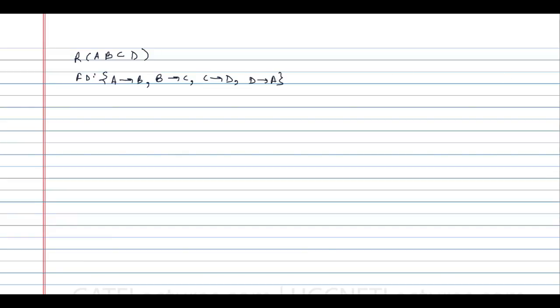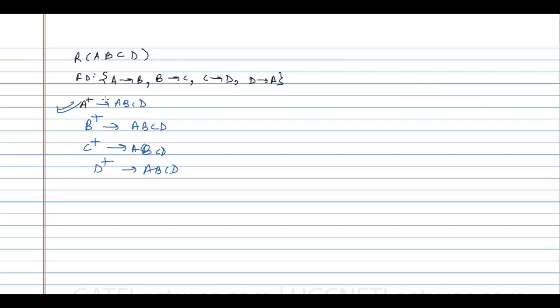Okay, now in these functional dependencies, if I take A closure, then A closure is going to give us ABCD. If I take B closure, it is going to give us ABCD. If I take C closure, it is going to give us ABCD. If I take D closure, the D closure itself is going to give us ABCD. How can it give ABCD? Let me explain the first example only.